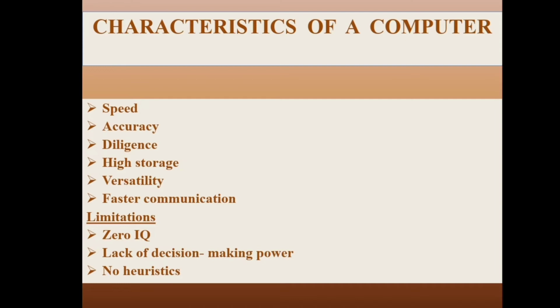Last one is no heuristics. Heuristics is the ability to learn from past mistakes. The computer does not possess any such ability. Yes, children, this is the good thing in humans that we learn from our mistakes, but a computer doesn't. Right? It will make the same mistake again and again. It will never correct it. So this is the limitation that a computer has no heuristics. So these were some characteristics of a computer along with its limitations.